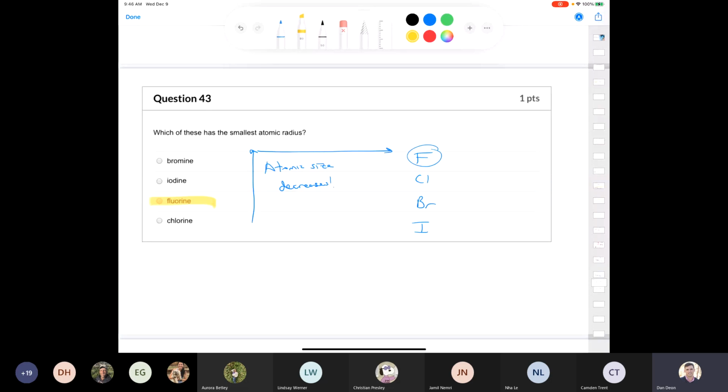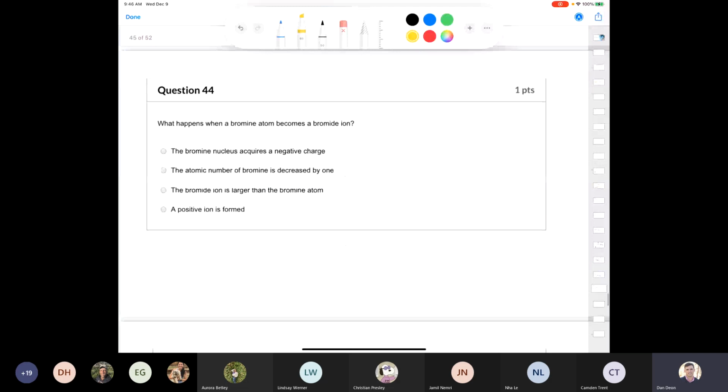Okay, fluorine's a really small element. We know that, right? Fluorine is a really small element. It's got a high effective nuclear charge, pulls its electrons in really tightly. So fluorine is definitely the smallest out of all these. So knowing a little bit about atomic trends, what's the next one?